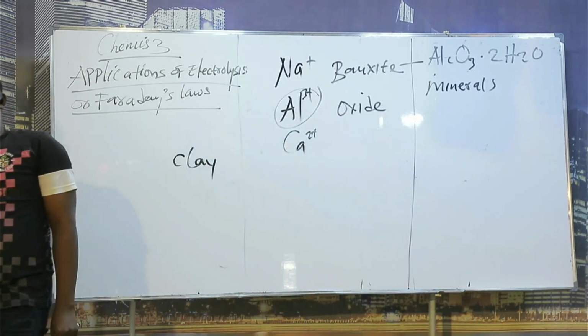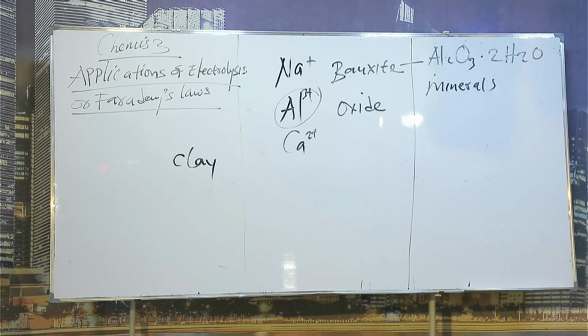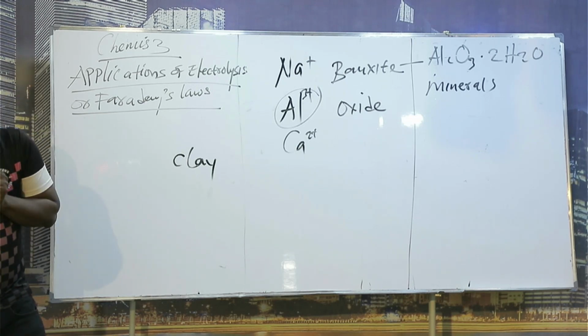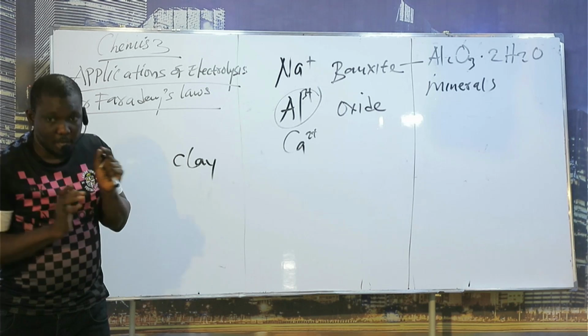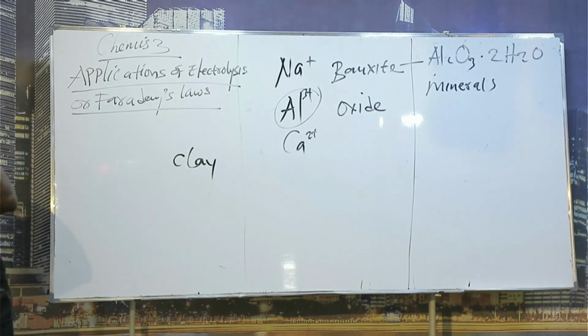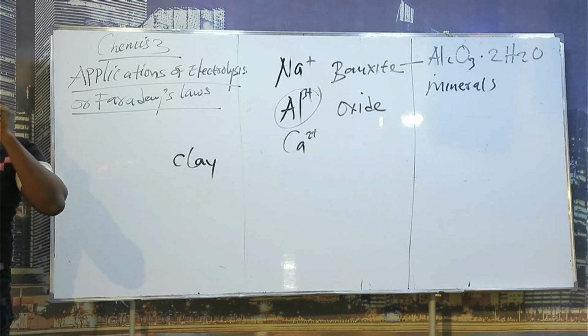I gave you a couple of applications of electrolysis. I deviated to metals because I needed you to have the background. I know that somebody is taking your metal already. I just deviated to metals so that if I bring you back to extraction, you will understand my point.